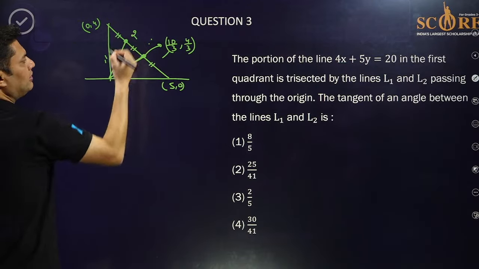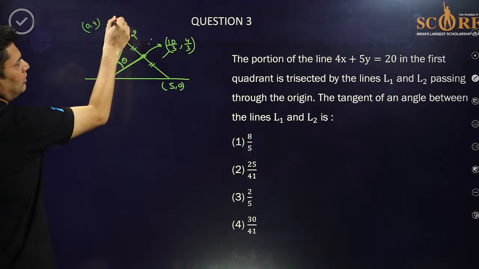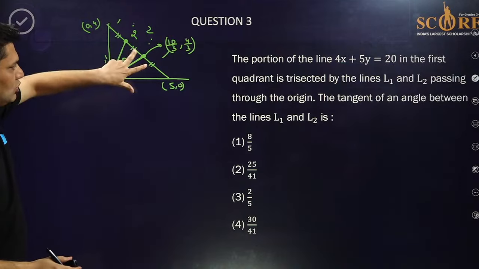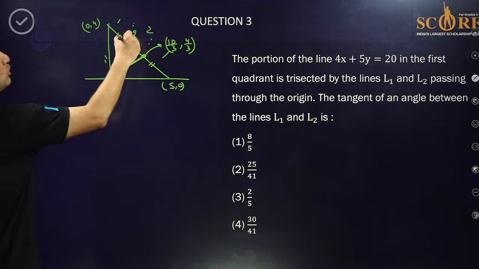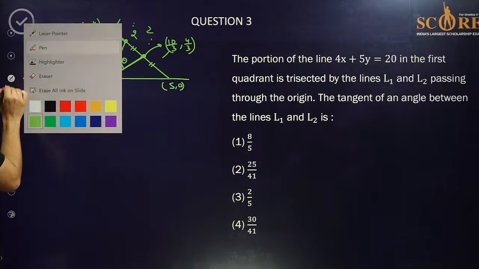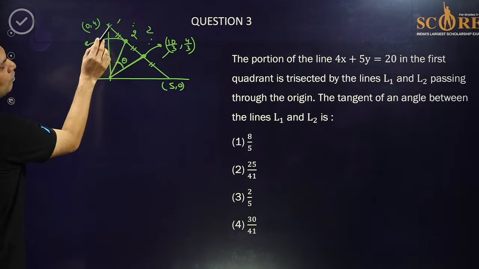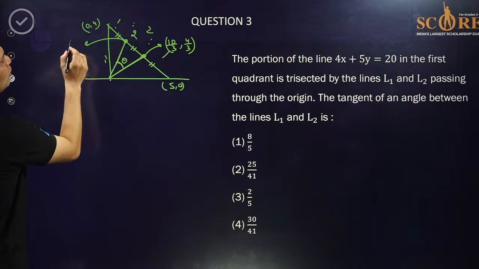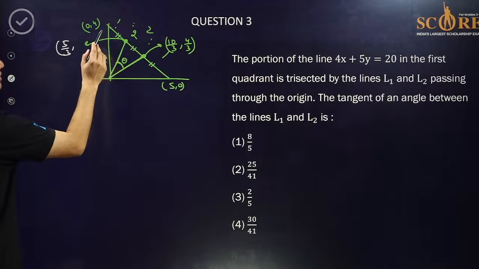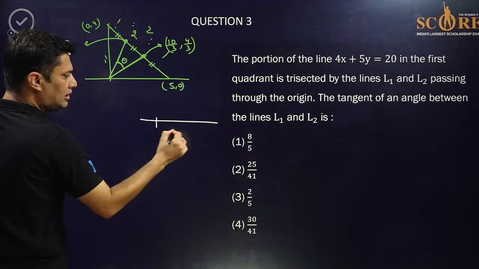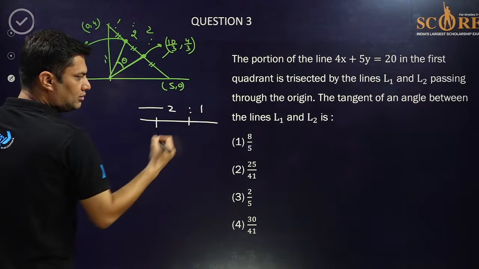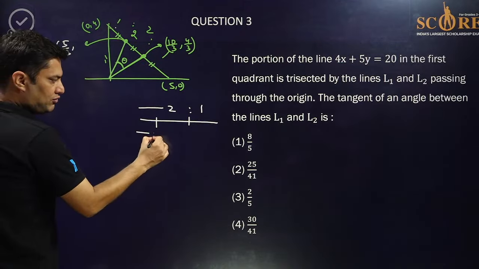This coordinate is actually 1 is to 2. This is 1 and this is 2. So for 1 is to 2, the coordinate will be 1 into 5 plus 2 into 0, so that is 5 by 3, comma, I am applying the section formula. Because see, there are 3 parts. So now this is 2 is to 1 and this is 1 is to 2.